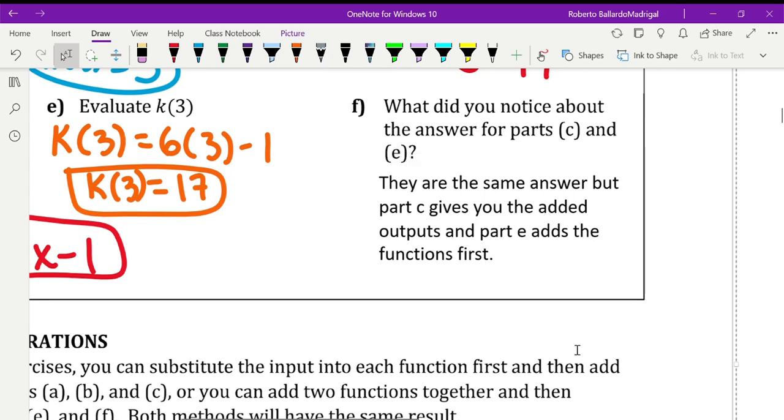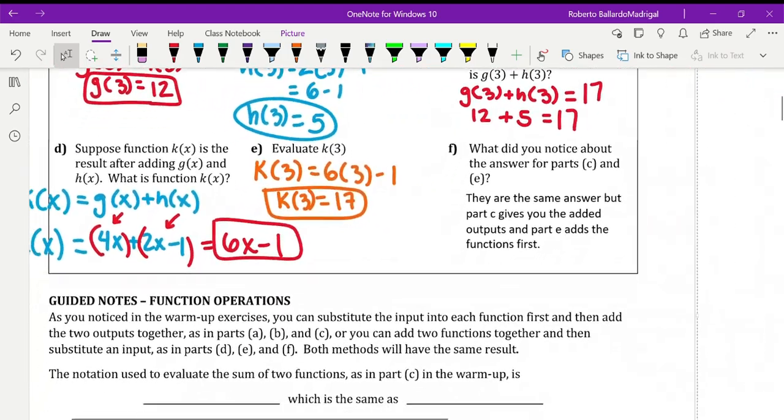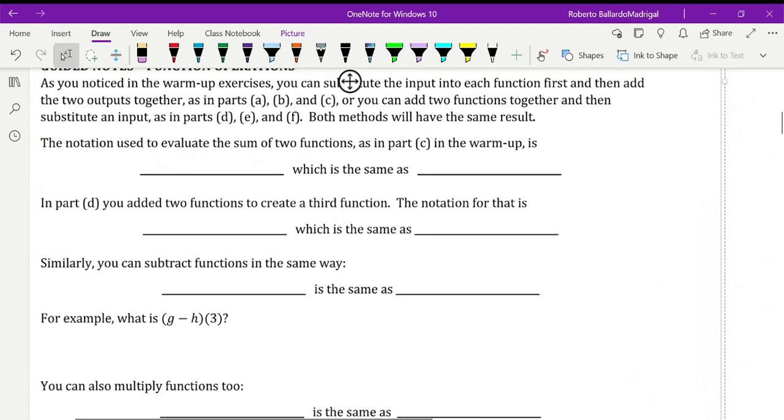Okay. So that's just to say that in part C, you're evaluating first individually and then adding everything together. In part E, you're adding everything together first and then evaluating. Okay, so we're switching the order. However, you'll notice that we get the same result. You guys can finish typing that up, and we're going to move on to some guided notes. Are there any questions on the warm up before we move on? Is everyone doing okay? Okay. All right. In that case, let's jump to the next section with some guided notes.